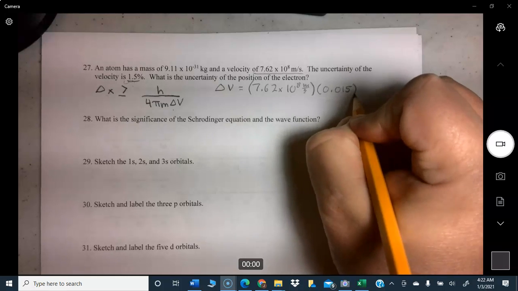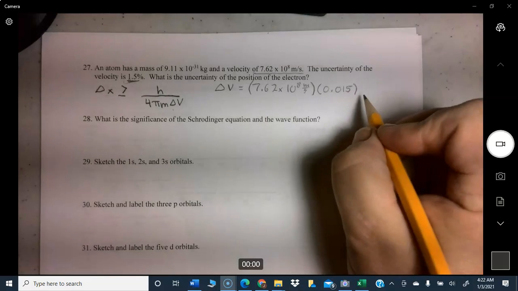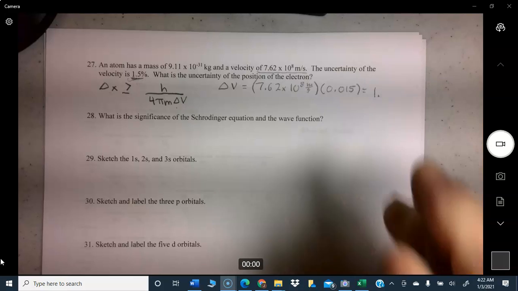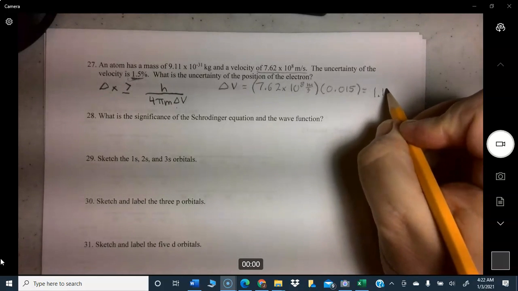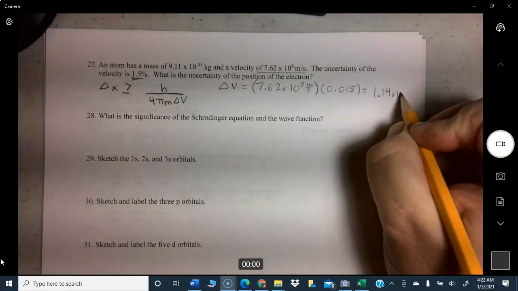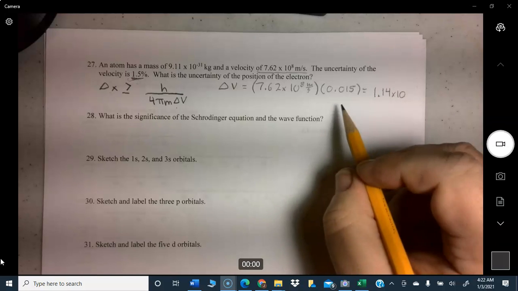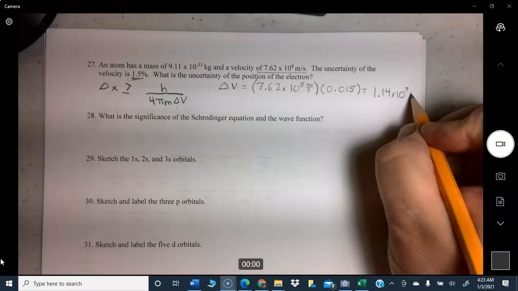Okay, you can't use that number with the percent sign. You have to change it to a decimal. So go ahead and calculate that. And what we get is 1.14 times 10 to the 7th, and it's meters per second.